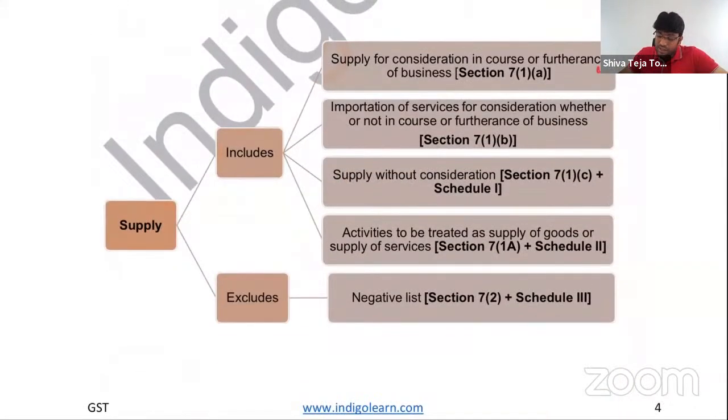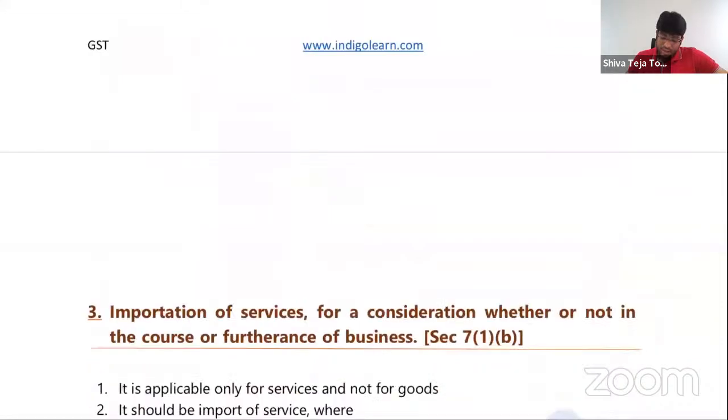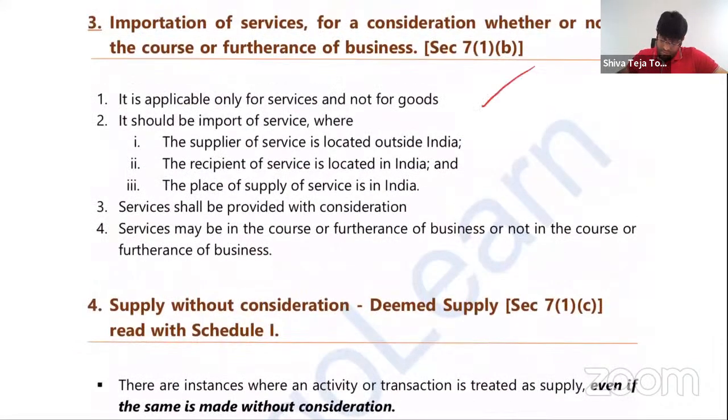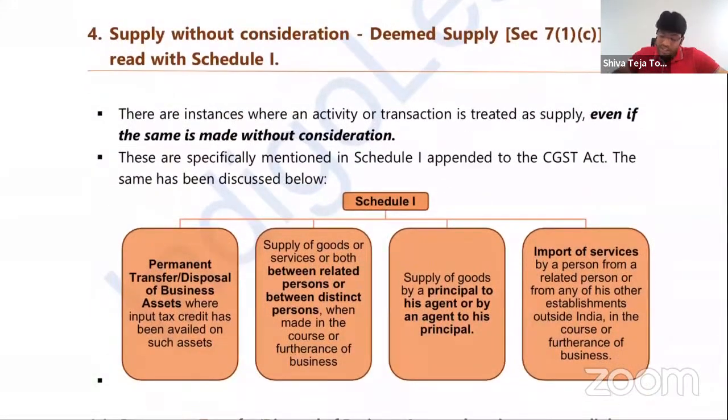This point's done. 7A done, 7B done. 7.1C is related to Schedule 1. We just discussed that. So what is 7.1C related to Schedule 1? Transactions regarded as supply even though there is no consideration. And what is 7.1B? Import of services for a consideration whether or not in the course of furtherance of business. Next point. This point we just discussed.